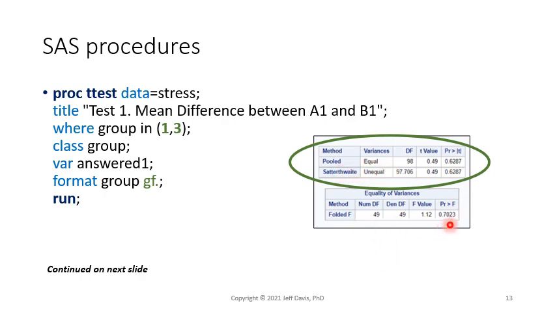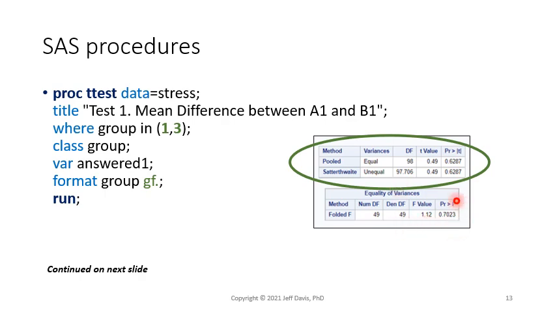Because if Pr > F is 0.05 or less, that means we have to reject the null. And the null says that the two groups have the same variances. So if it's 0.05 or less, then there's only a very small probability of the null being true. If it's above 0.05, we say the null is probably true, and so the variances are probably equal. If it's not true, they're unequal.